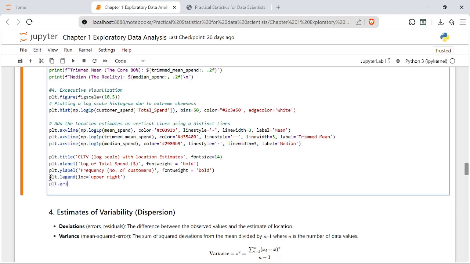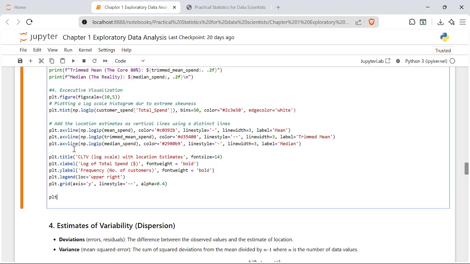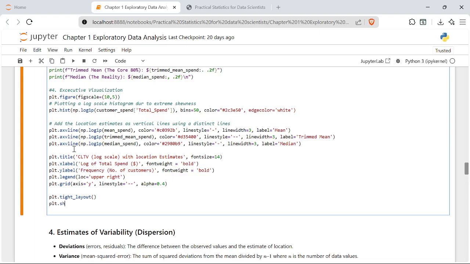plt.grid(axis='y', linestyle='--', alpha=0.4). plt.tight_layout(). plt.show().